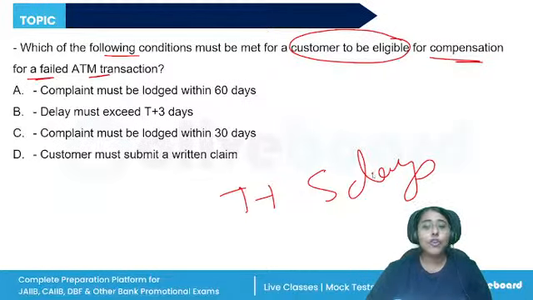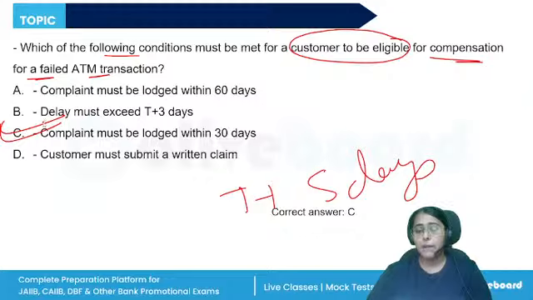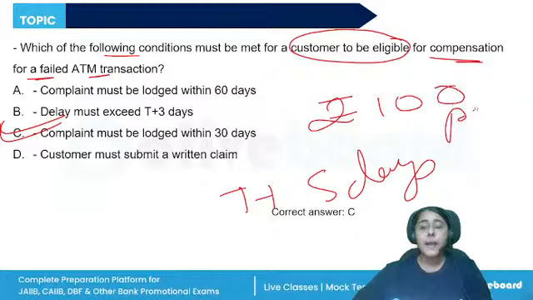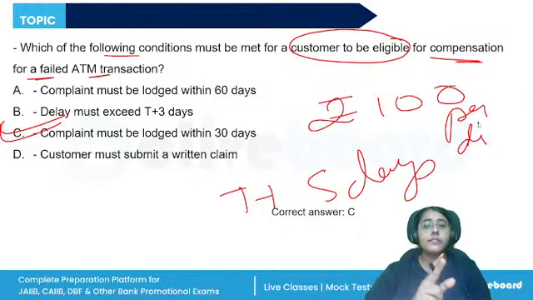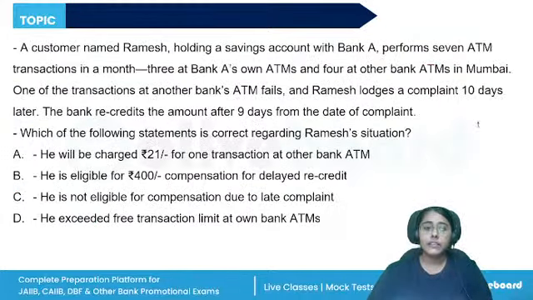The customer has to lodge the complaint within 30 days of the transaction, otherwise they will not be eligible to claim the compensation. Compensation is that if the bank fails in recrediting, delays in recrediting the amount beyond T plus 5 days from the date of receipt of complaint, they have to pay a compensation of rupees 100 per day without the customer making any claim, right? This compensation should be credited to the account of the customer without any claim being made by the customer. All right, so it has to be filed within 30 days.